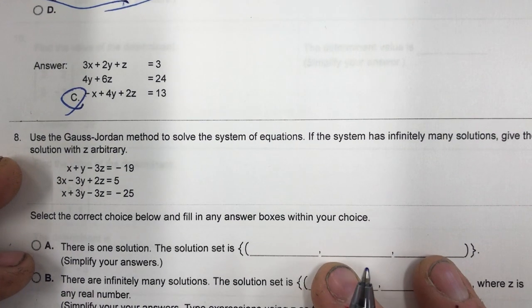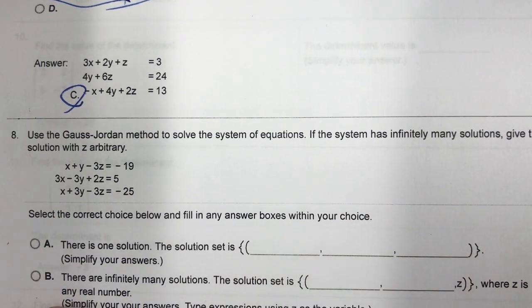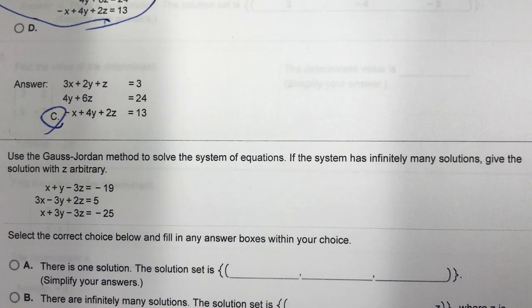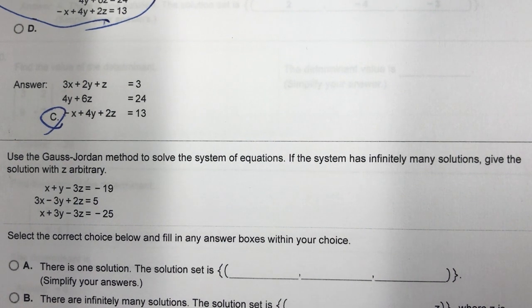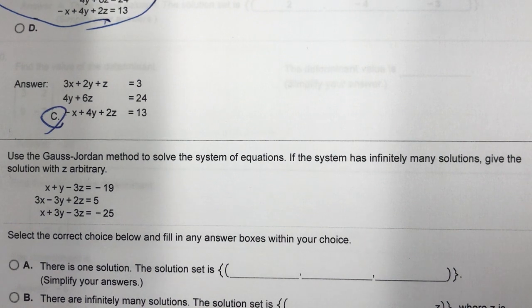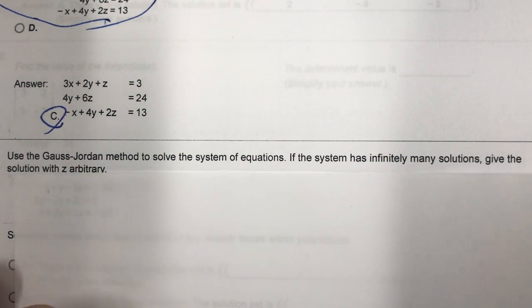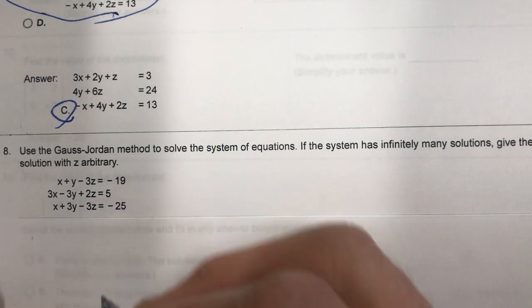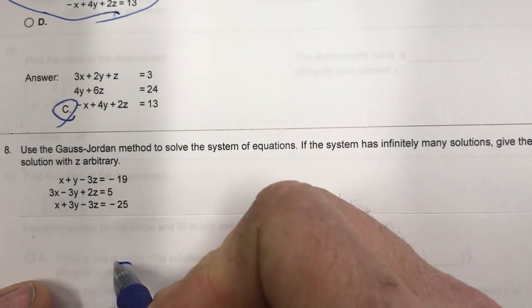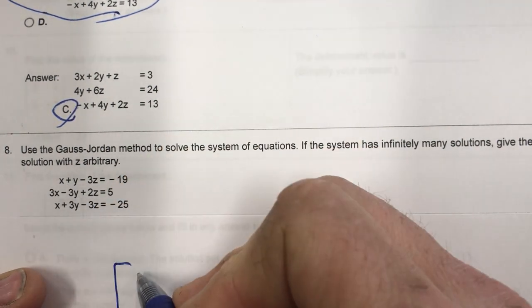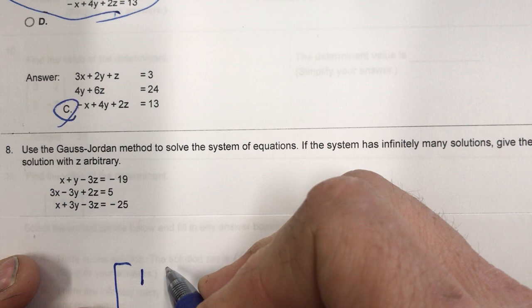This says use Gauss-Jordan Method to solve this system of equations. Okay. Now, get a sheet of paper here. Gauss-Jordan means I'm going to write this as a matrix. So I've got an augmented matrix.